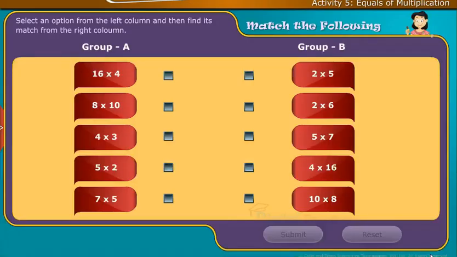Now, we will know equals of multiplication. Select an option from the left column and then find its match from the right column.